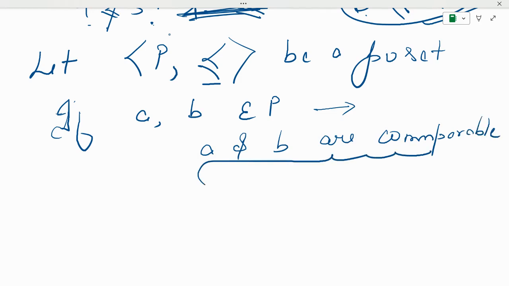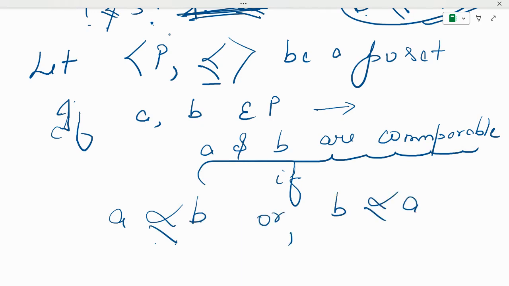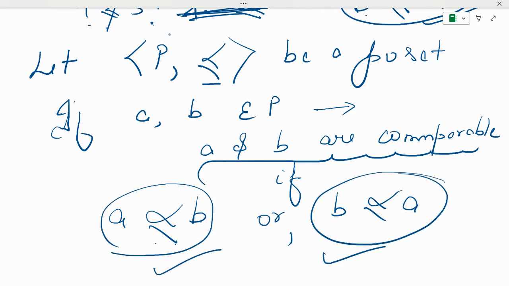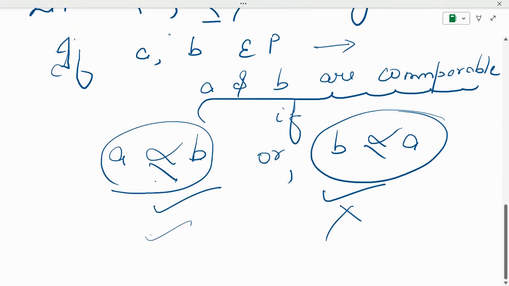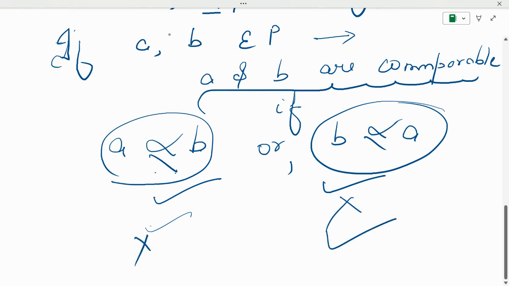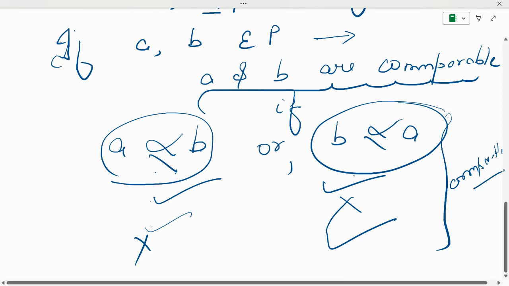A and B are comparable if A has a partially ordered relation with B, or B has a partially ordered relation with A. So we have to check either. If either of the conditions is present, it is well and good. If this is present and this is not present, then also they are comparable. If this is not present and this is present, then also in all these cases, A and B are comparable. But if neither of these is present, then they are not said to be comparable, right?